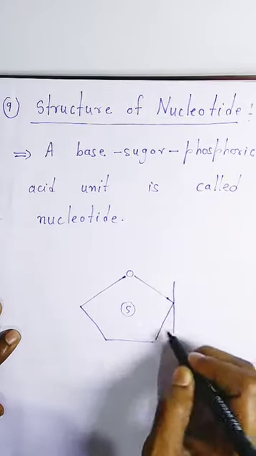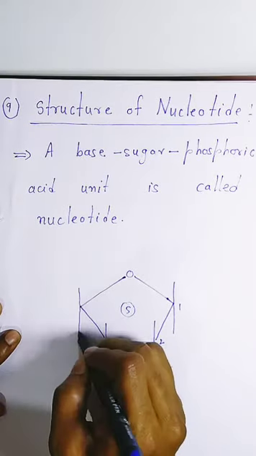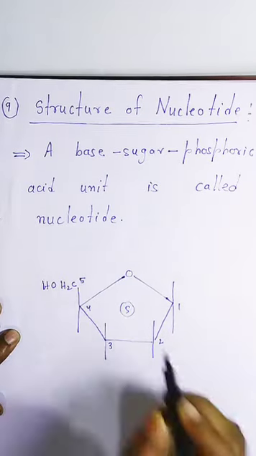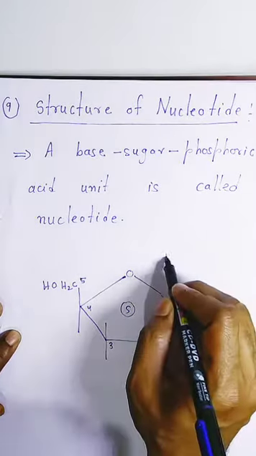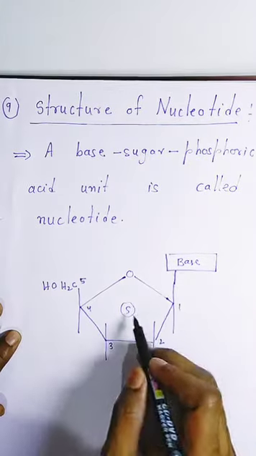Now carbon is tetrahedral structure, students. The first carbon, second carbon, third carbon, this is the fourth carbon, fifth carbon will be here, CH2OH. Now students, at the first carbon the base is attached, here the base and sugar.